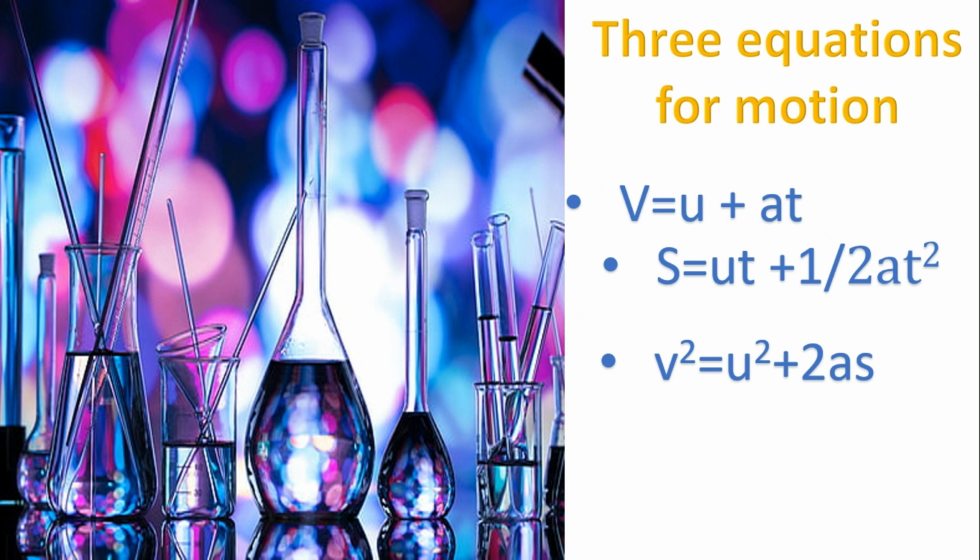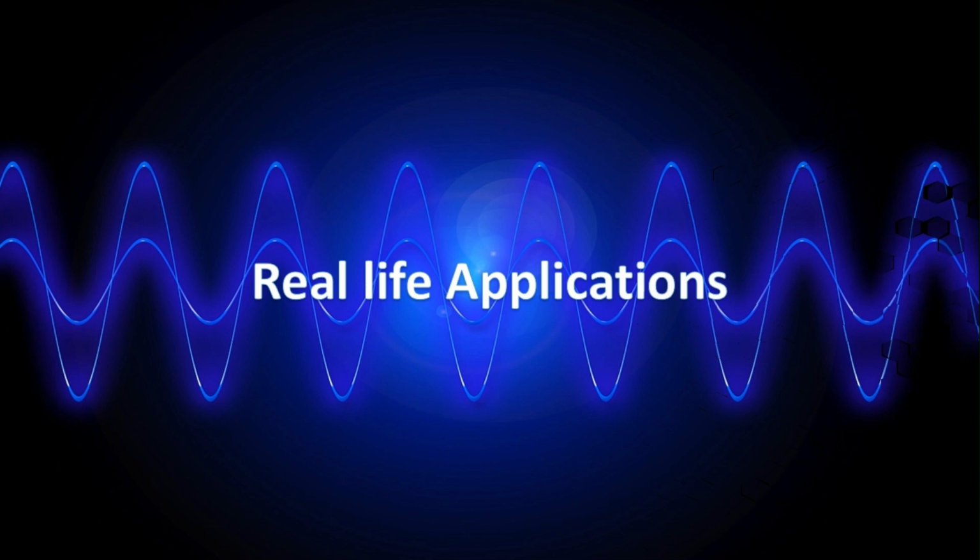So anyways, before going to real life applications, we have three equations of motion. You should memorize these three equations of motion, which are v equals u plus at, then s, which stands for distance, equals ut plus 1 divided by 2 at square, and the third equation, which is v square equals u square plus 2as. These three equations are the most important equations, which you should memorize. This will help you a lot in the numericals, which we are going to solve in the upcoming videos, as I said.